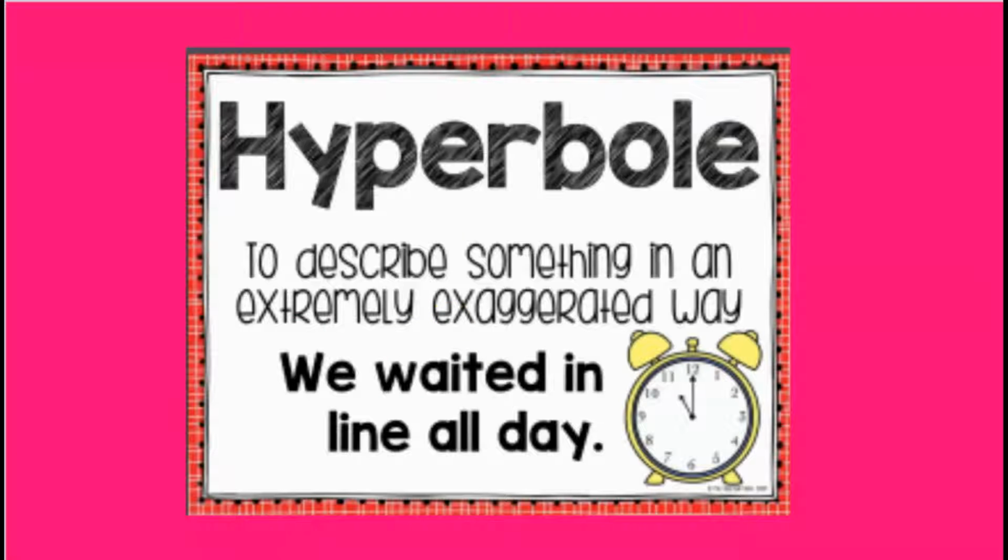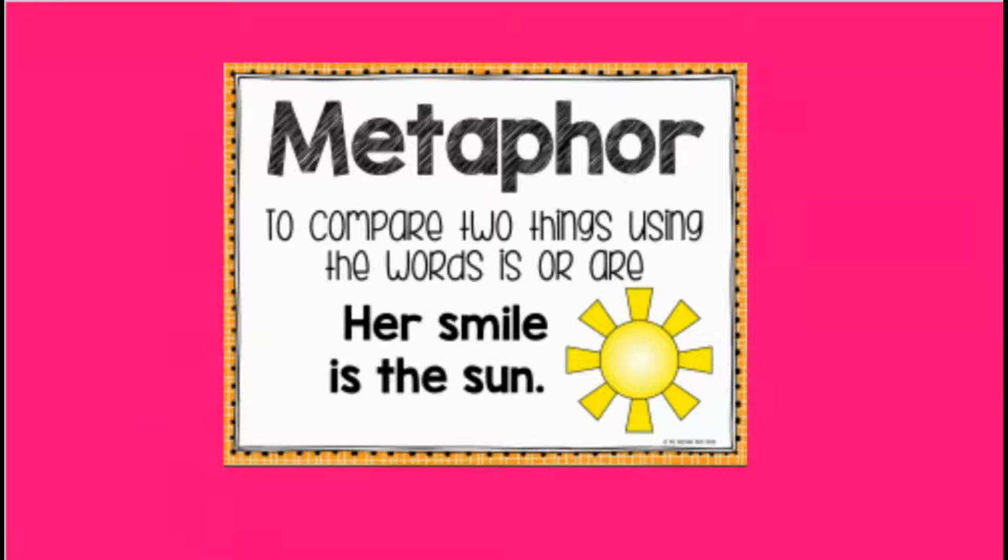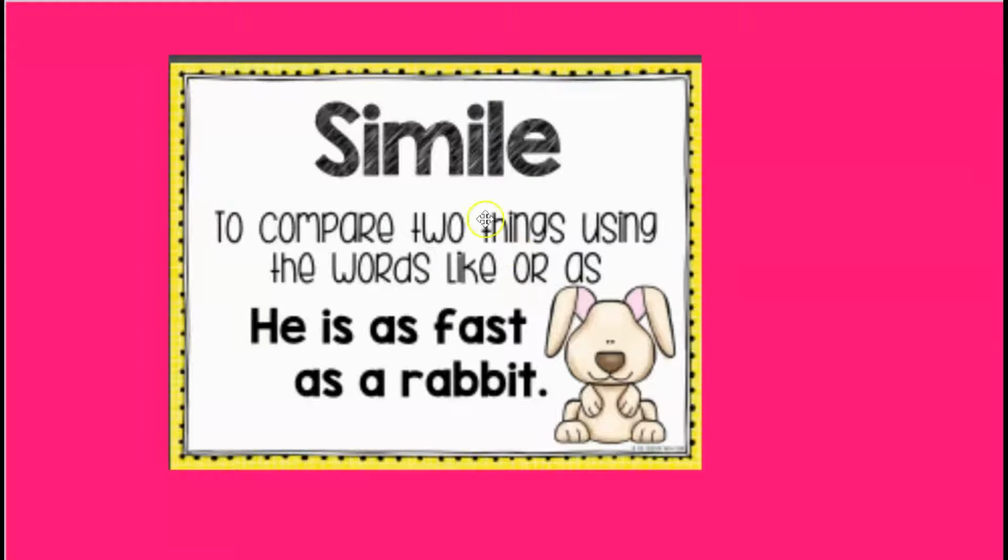We also learned about ways to compare using figurative language. You can compare two things using is or are or was or were, all the forms of is, using a metaphor. Her smile is the sun. Or you could use like or as. He is as fast as a rabbit. That would be a simile, comparing two things using like or as.